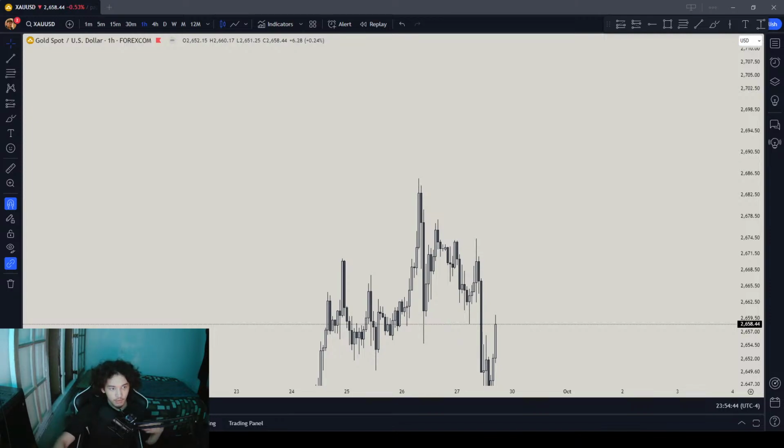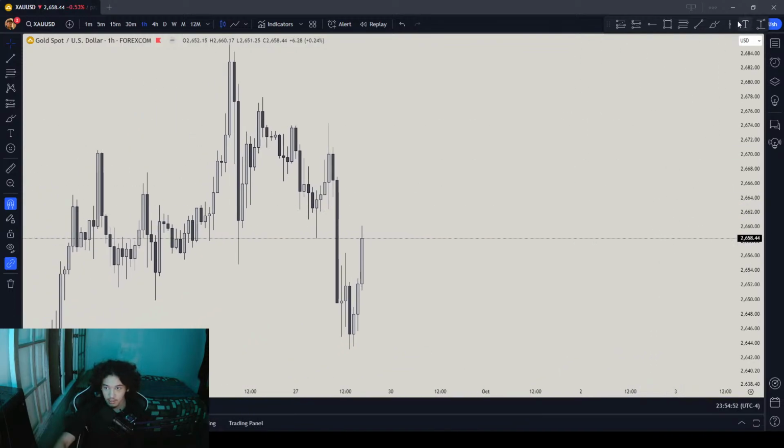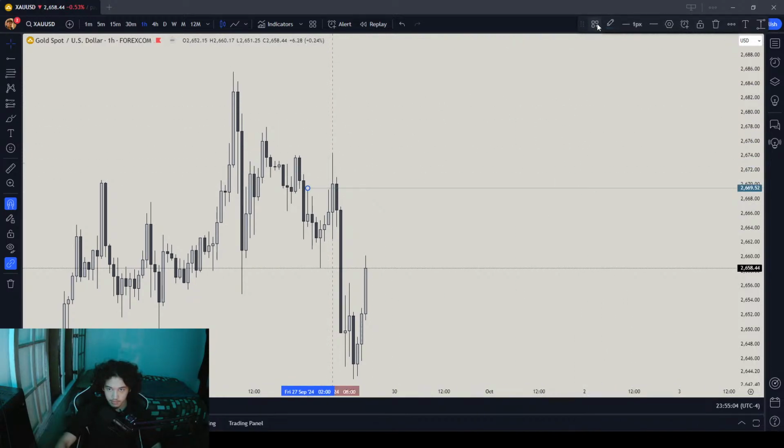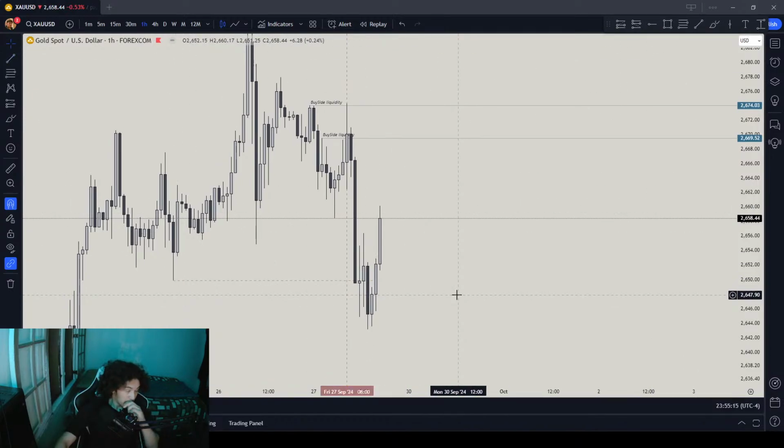Okay. Okay, so I'm gonna go first over the trade I took today. And the thing that happened was this sweep of liquidity. Oh shit, now you can see my whole room, chat. Like, how you feel now, man?